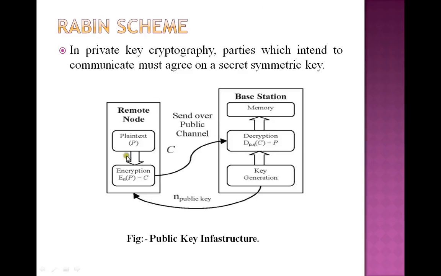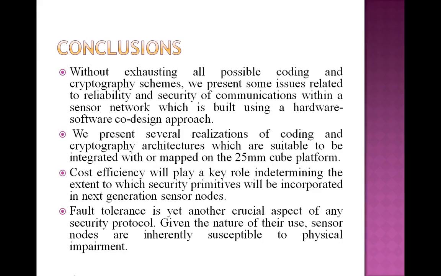Here we have a remote node and a base station. The plain text is encrypted, and the encrypted text is sent to the base station for decryption, and the key is generated. The generated key is then used for a cyclic process of encryption and decryption. Next, this is all about the encryption and decryption of public and private key.